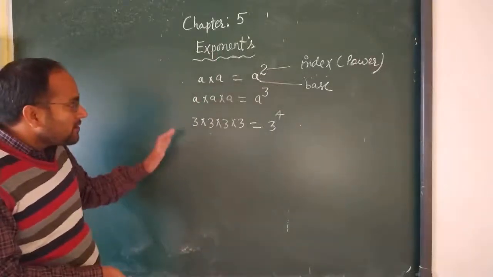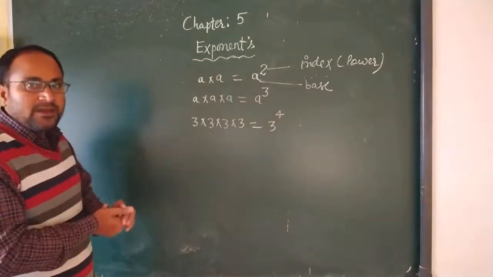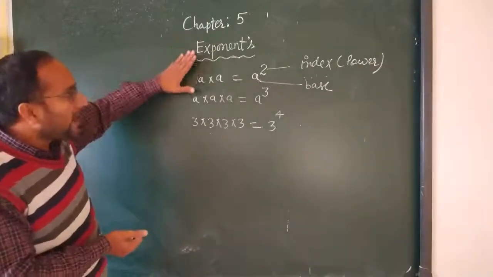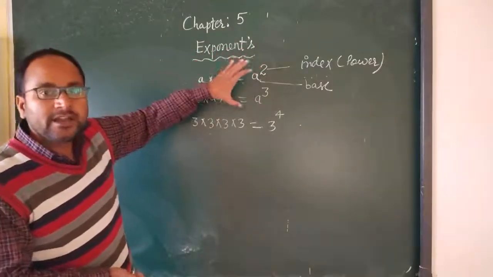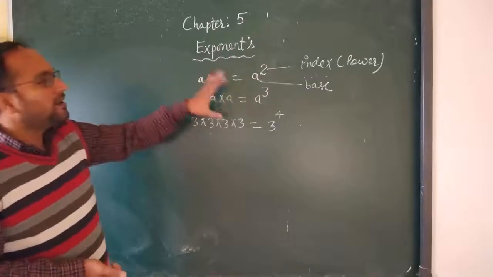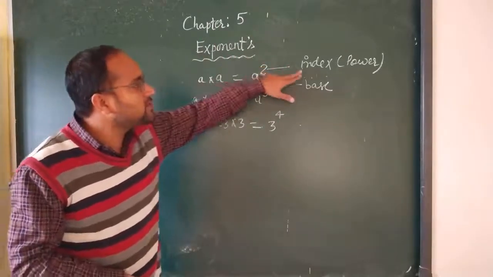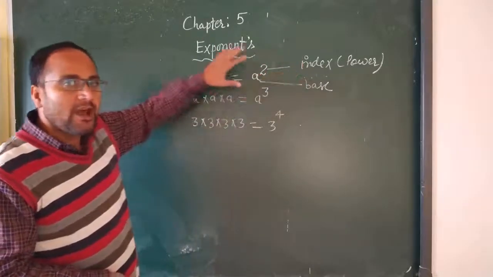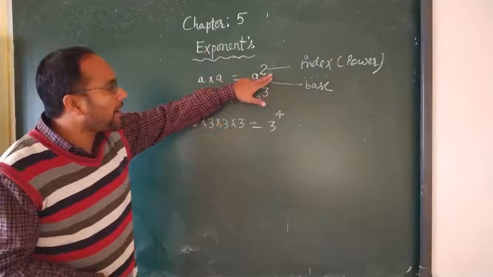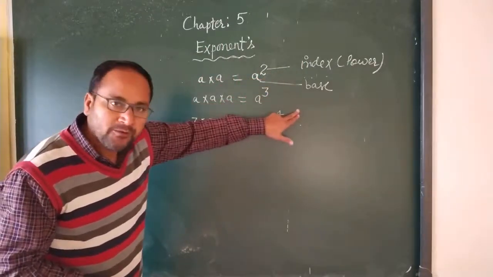When a number is repeatedly multiplied by itself, it is known as an exponent, and if it is written in this form, it is known as an exponential representation of a number. The first one is known as the base, and the power is known as the index. It is known as the power also, and it is known as the index. And how will you read it? a to the power 2, a to the power 3, 3 to the power 4, students.